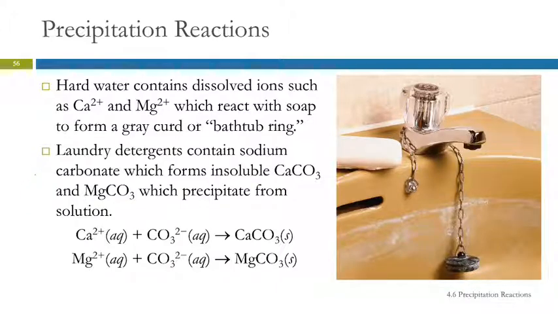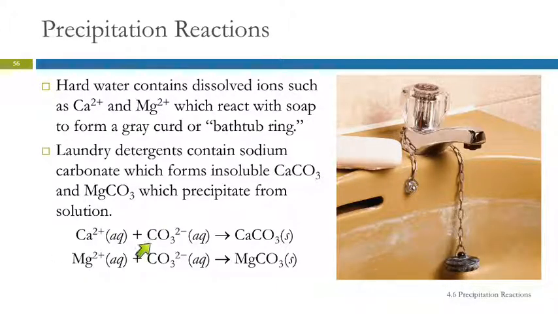Laundry detergents are different than soap. They have some things in them, like sodium carbonate, which will precipitate and get rid of the calcium and the magnesium ions. Because if you use soap in your washing machine, you could end up with this gray soap scum stuff on your clothes. Yuck.